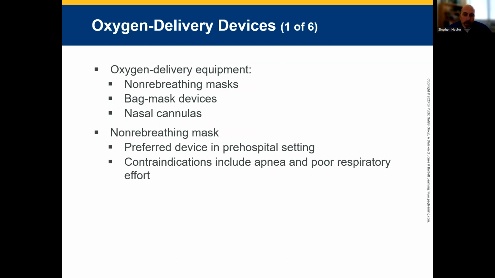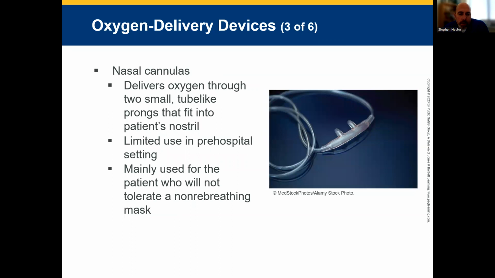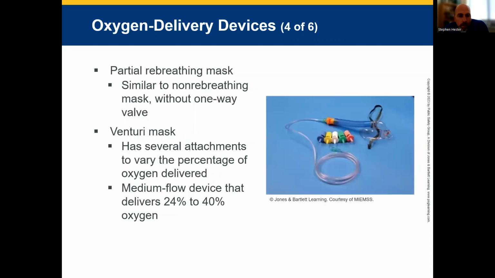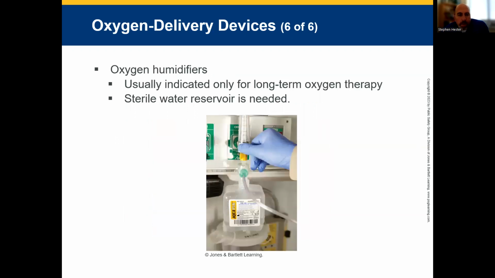All right, your different oxygen delivery devices. Here's your non-rebreather. Please make sure that bag is fully inflated prior to placing that on the patient themselves. There's the nasal prongs if you need them. Partial rebreather mask or the Venturi system. And then tracheostomy mask, which is a way to cover the tracheostomy hole, and it has the strap that goes around the neck. Humidified oxygen here.